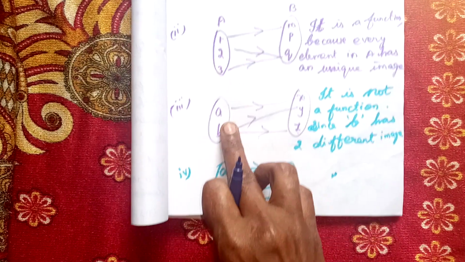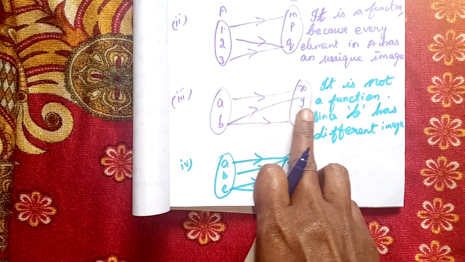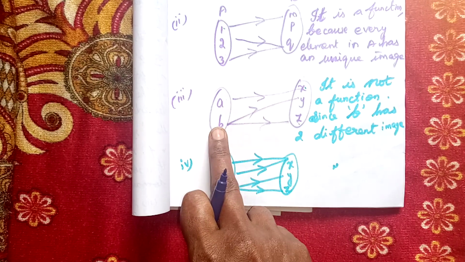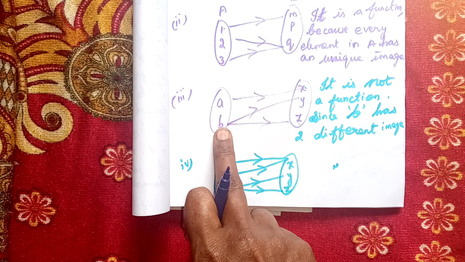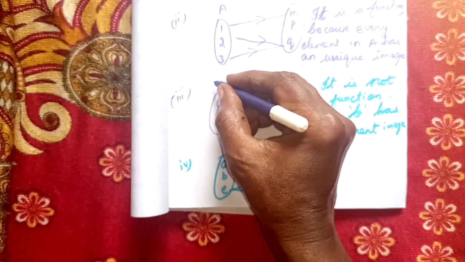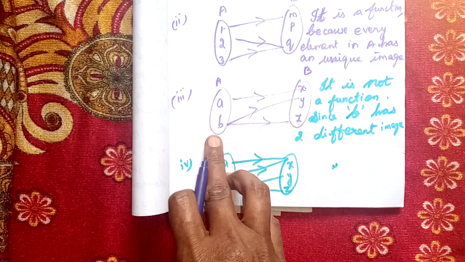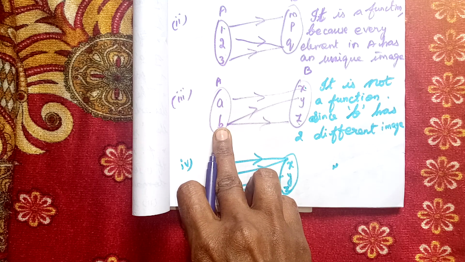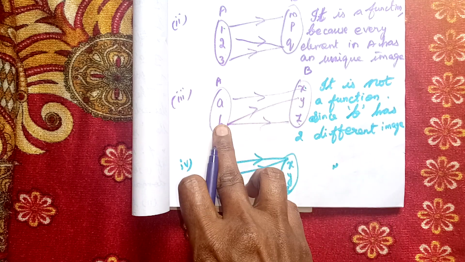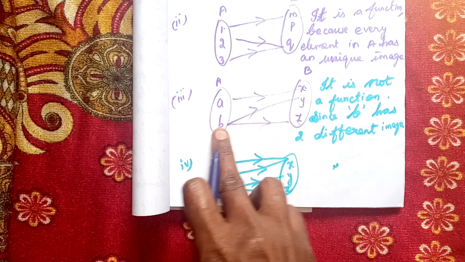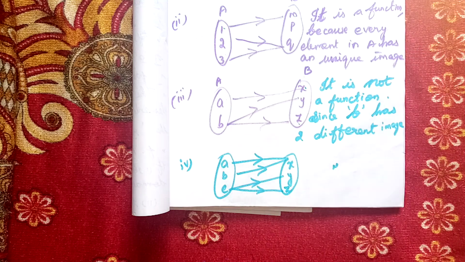Whether it is a function or not? It is not a function. Why? The element B in A has two different images, Y and Z. Therefore, it is not a function. This everything you have already learned in the previous classes. Now, I am going to explain about types of function.